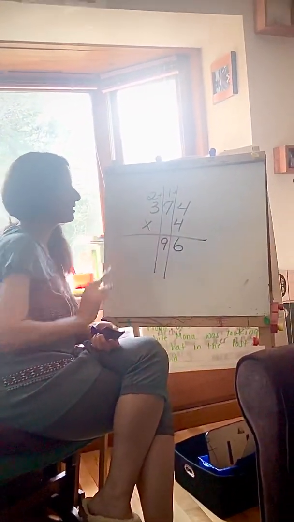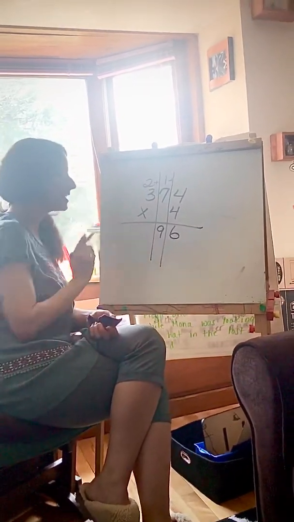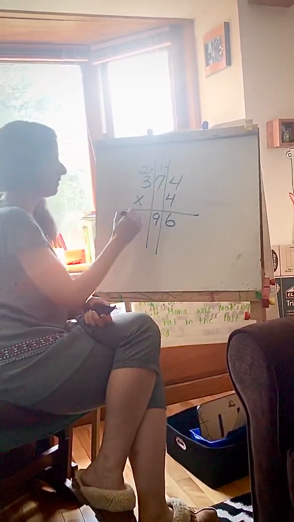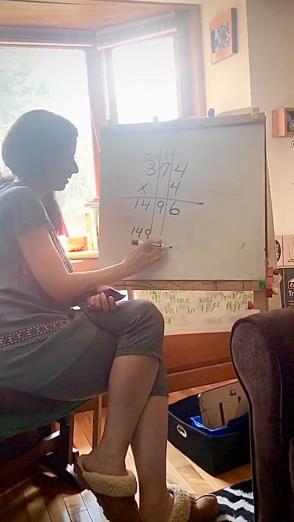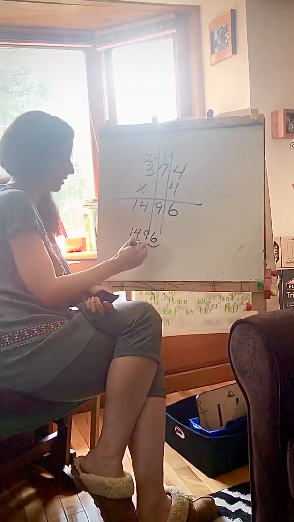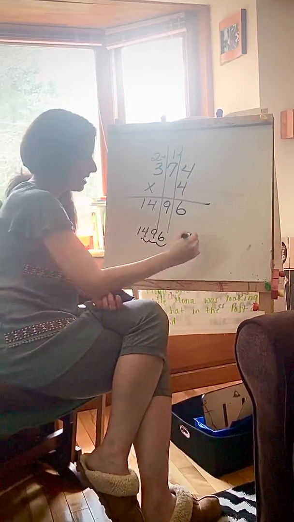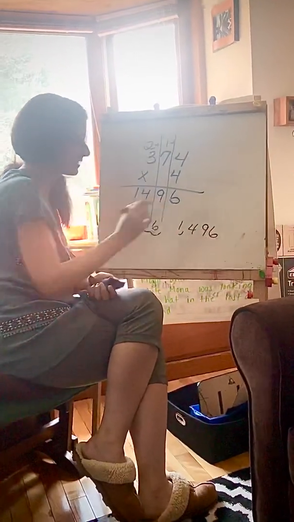4 times 3 is 12. Plus the 2, 14. You can rewrite, and you put your comma 1, 2, 3. 1,496.